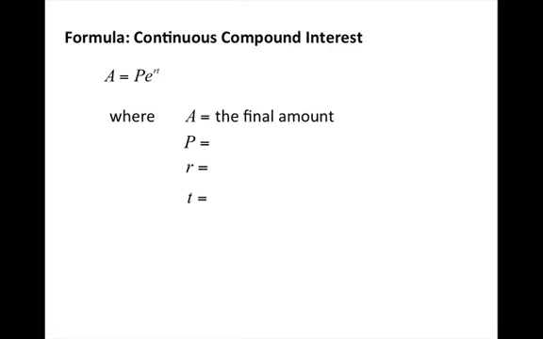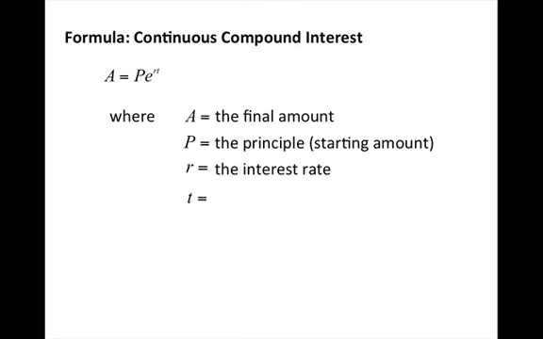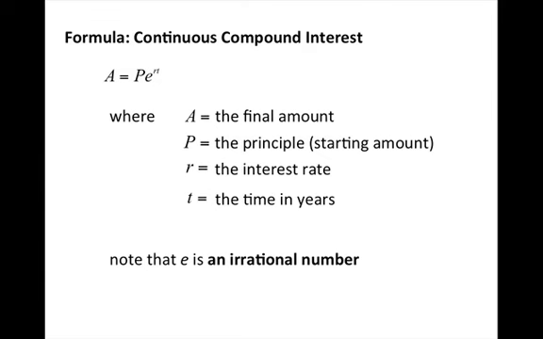So A is still the final amount. P is still my principal, that's the starting amount. R is my rate of interest, the interest rate. T is the time in years. Now if you notice, I didn't list the e. e is not a variable. e is an irrational number similar to pi.